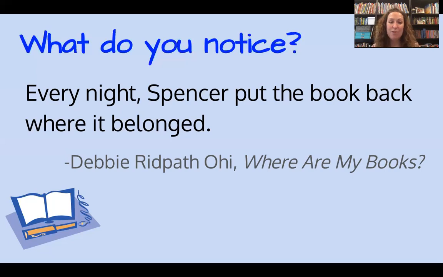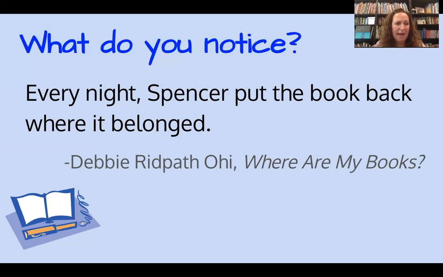So you may have noticed that it has a subject and a verb. So the who or what is the sentence about? Spencer is the one that does the action. So Spencer is the subject, and then the verb is put the book back where it belonged. You may have noticed this mark here called the comma, right? And if we really look at that comma, we get to think, why did Debbi choose to use a comma there?